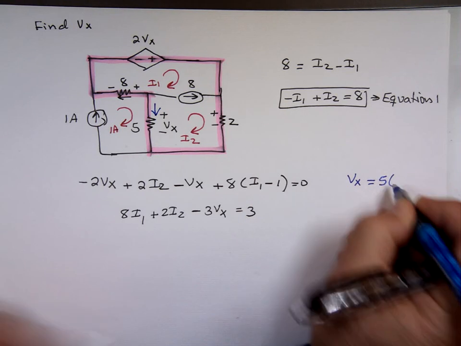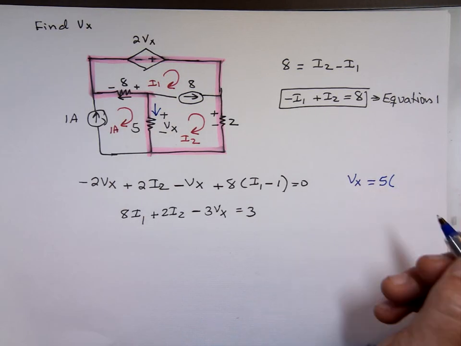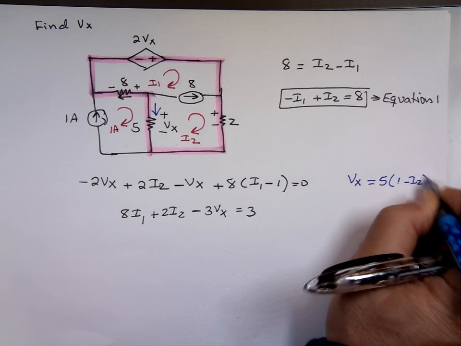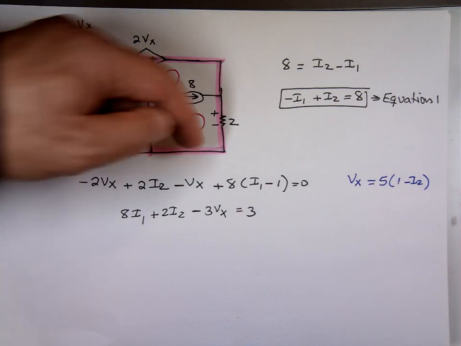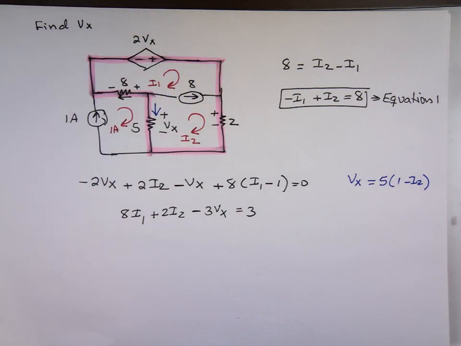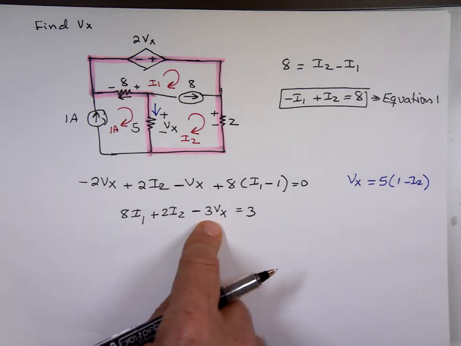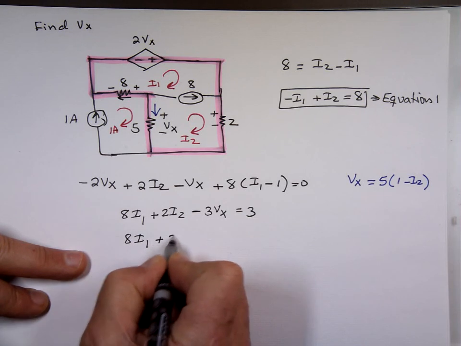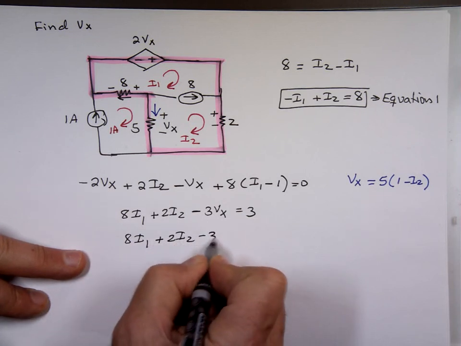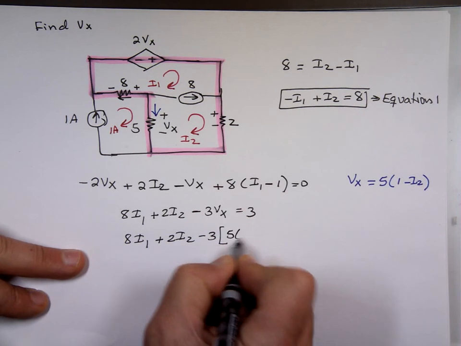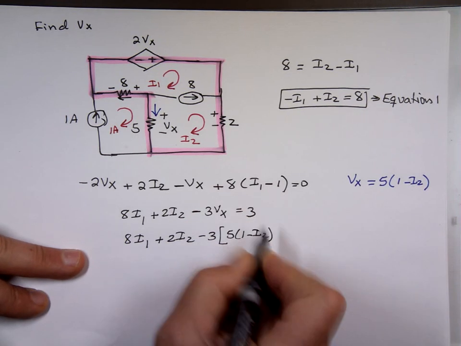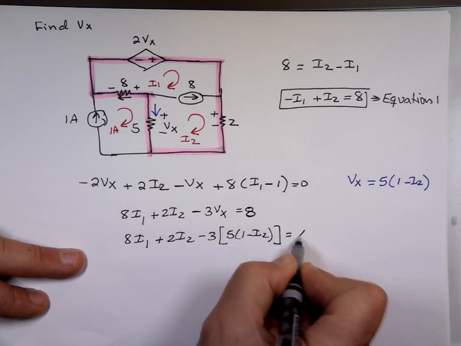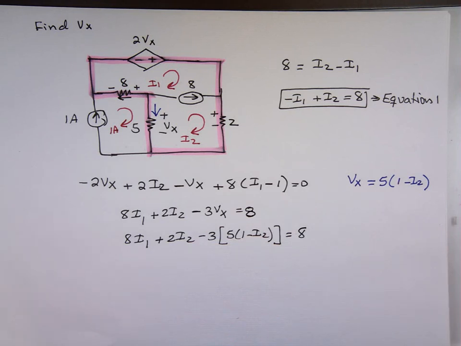What is the current down now? 1 minus I sub 2. Very good. It's 1 pushing down, I sub 2 going up. The difference is coming down. So if I do that substitution back into this one now, I will have 8 I sub 1 plus 2 I sub 2 minus 3 times 5 times 1 minus I sub 2. That's supposed to be an 8, isn't it? Equals 8. 8 times 1 is 8.